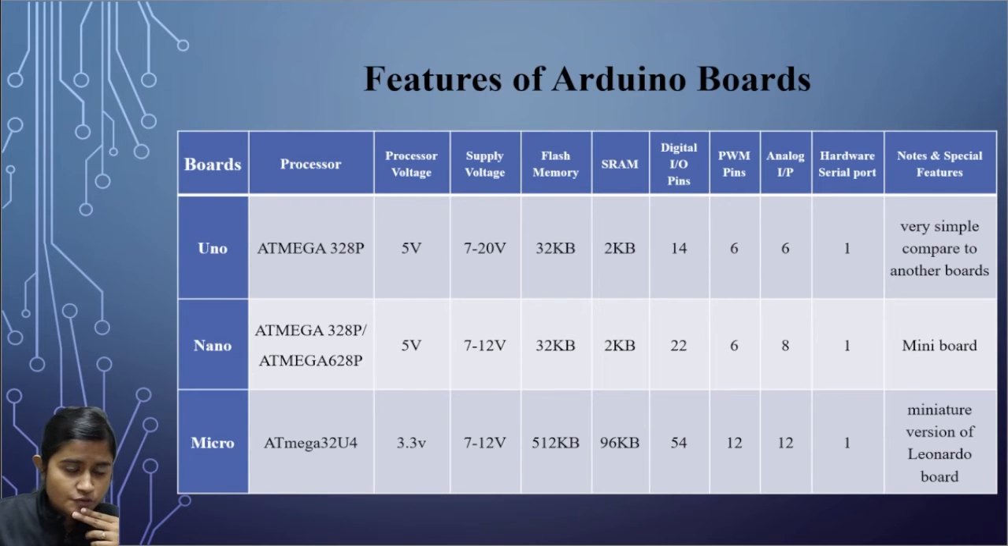These are the features of Arduino. This is the Uno board. The processor is ATmega328P. The processor voltage is 5 volt. Supply voltage is 7 to 20 volt. Flash memory is 32 KB and SRAM is 2 KB.